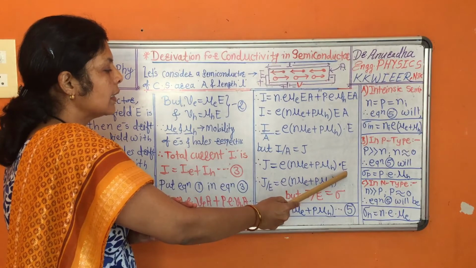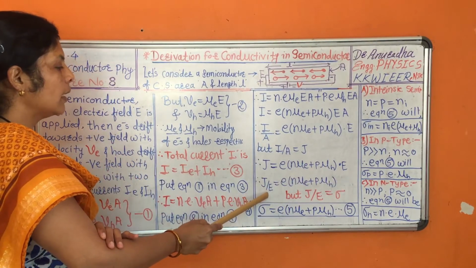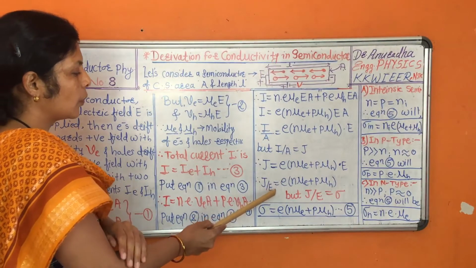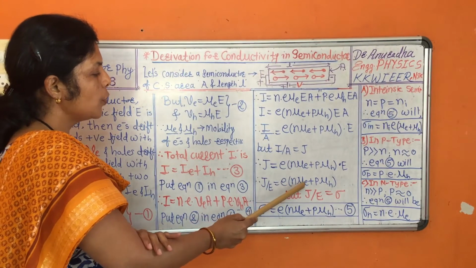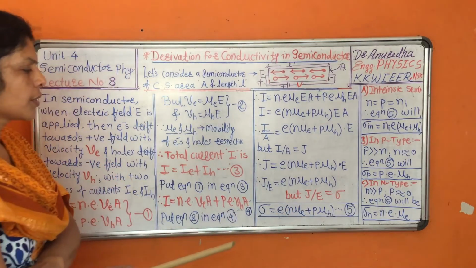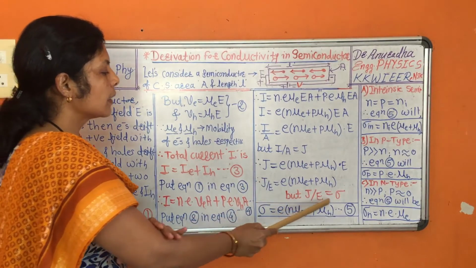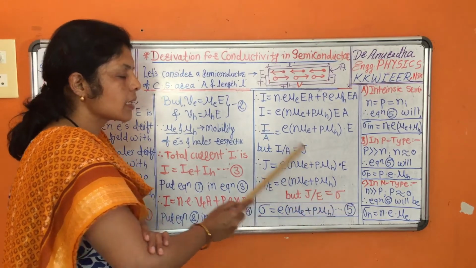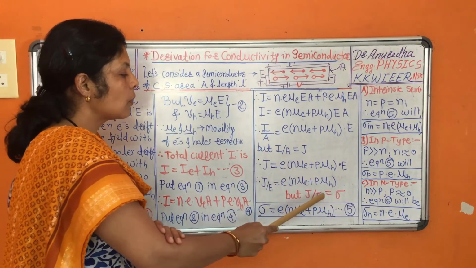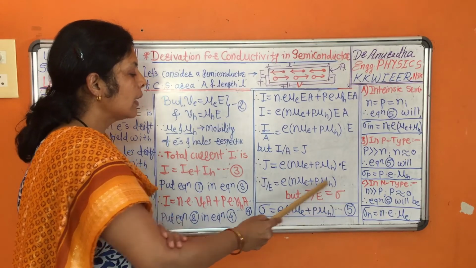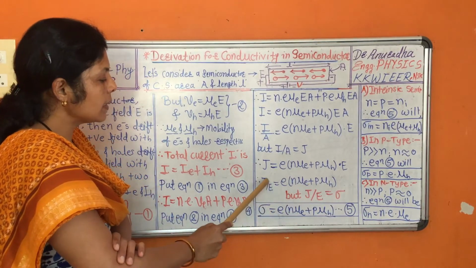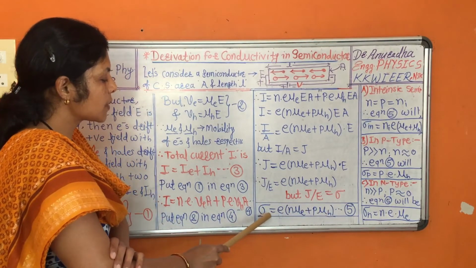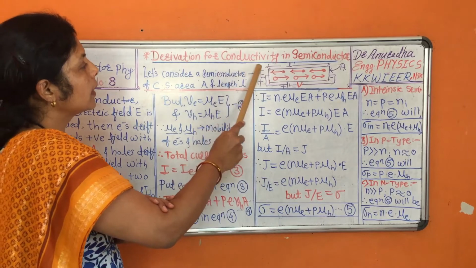Again you can take this as J upon E, and you can write this as e into (n mu_e plus p mu_h). But J upon E is nothing but sigma, or conductivity. As we discussed in the earlier derivation, J is equal to sigma E, or sigma you can write as J upon E. And hence this J upon E you can replace by sigma. Sigma stands for the term conductivity.